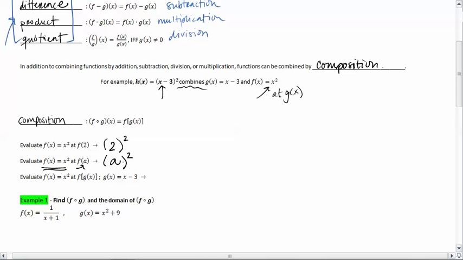The last one we can look at, which is this composition, is evaluate f of x equals x squared at f of g of x, given that g of x is equal to x minus 3. Again, we write f, which is just parentheses squared, and instead of putting a 2 or an a in here this time, we're going to put an x minus 3, because we are evaluating it at g of x.